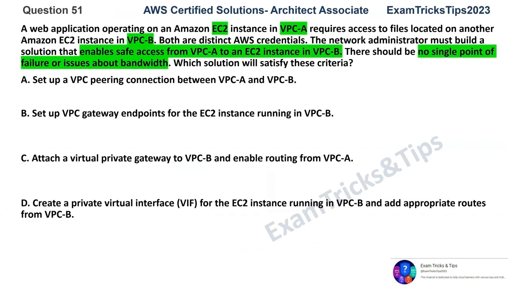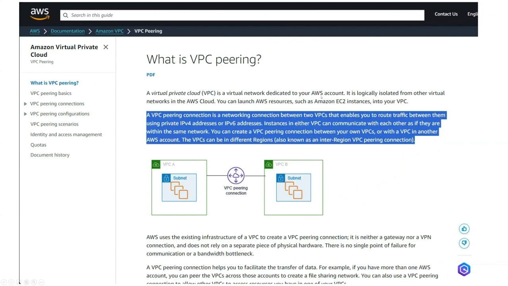This is a question about connecting VPCs. The keywords here are, we have an EC2 instance in VPC A that requires access to files located on another EC2 instance in VPC-B. So both EC2 instances are in different virtual private clouds, and we need to make sure we have safe access from VPC-A to VPC-B. This is a very standard scenario explained in the AWS documentation.